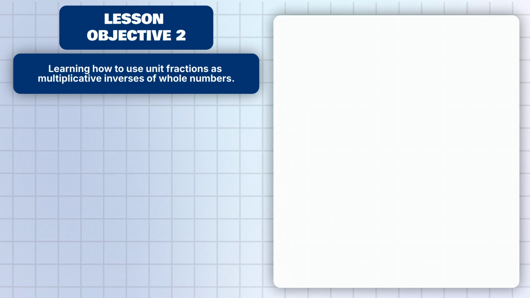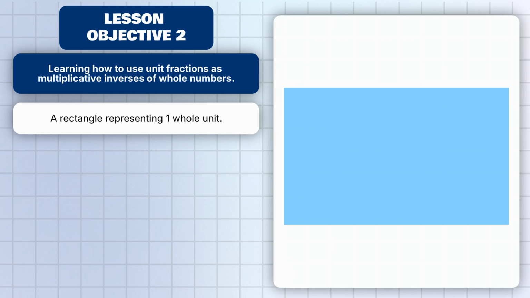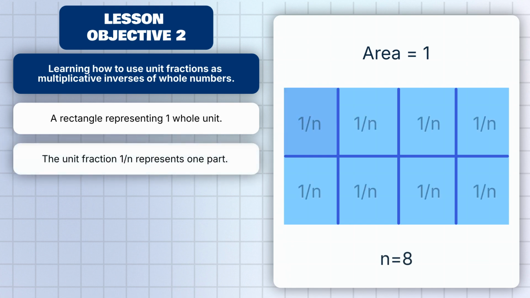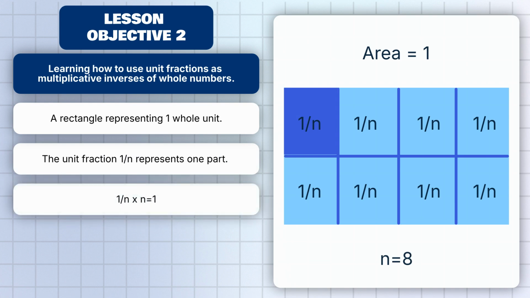To visualize this, consider the following diagram. Imagine you have a rectangle representing one whole unit. Divide the rectangle into equal parts based on the unit fraction's denominator. In this case, n equals 8. The unit fraction 1 over n represents one of these parts. Multiplying 1 over n by n recombines all the parts, giving you back the whole rectangle, which represents 1.